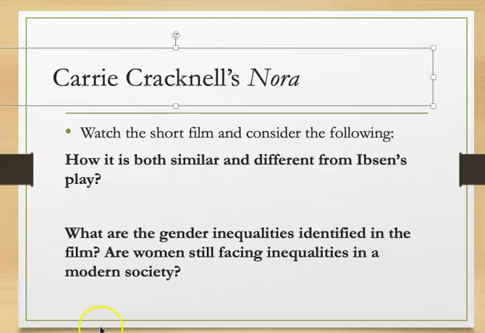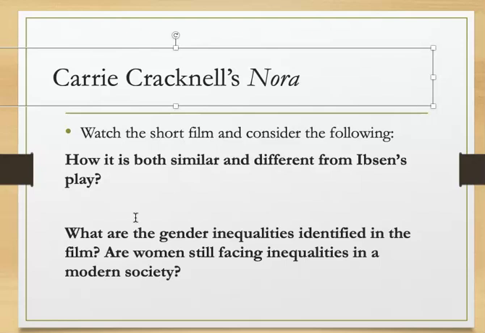So while we watch the film, I want you to consider any similarities and differences that you see between the original play and then this modern version of it. So are the characters of Nora similar in both texts? What makes them different? What makes them the same? And let me know your thoughts on that.